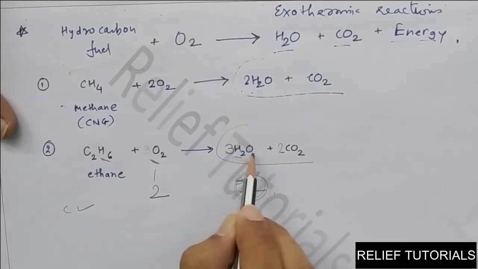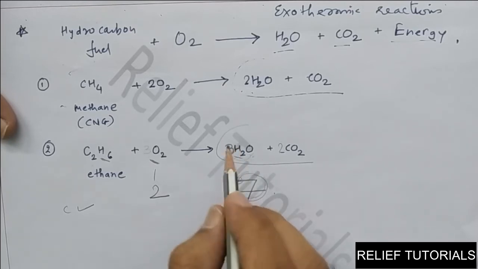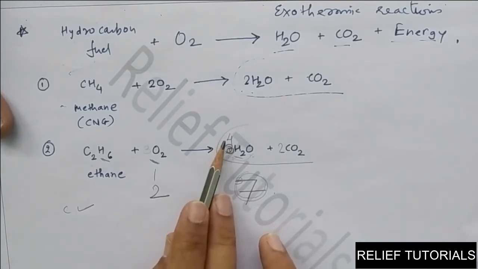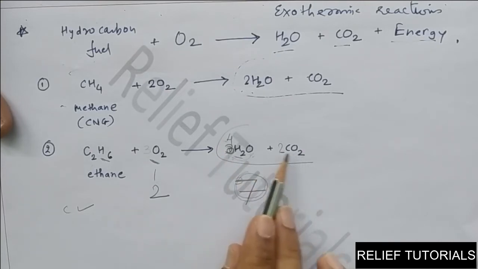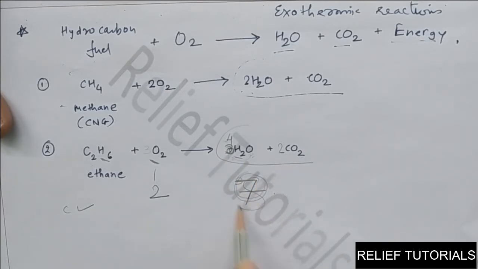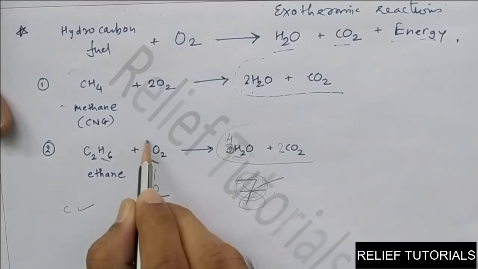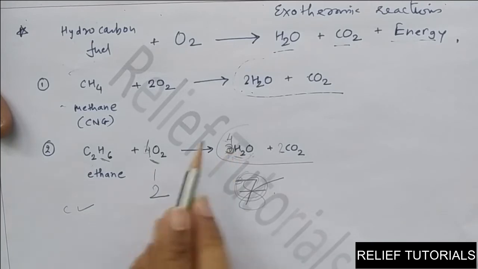So here is 3. That is the odd number for oxygen. So if you write here 4, suppose, now the oxygen will be 4 here and 2 2s are 4 here. So now it becomes 8. But how can you make it 8 here? By multiplying by 4. So oxygen seems to be balanced.